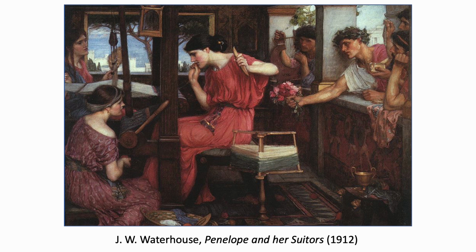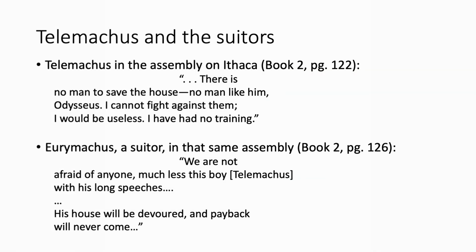Telemachus, Odysseus and Penelope's son, should be Odysseus' successor, but he's in a weak position, outnumbered with, as he himself admits in Book 2, no experience in combat. As he says on page 122, "There is no man to save the house, no man like him, Odysseus. I cannot fight against the suitors. I'd be useless. I've had no training." He has had no warrior father to train him. That's the work Odysseus would have done.